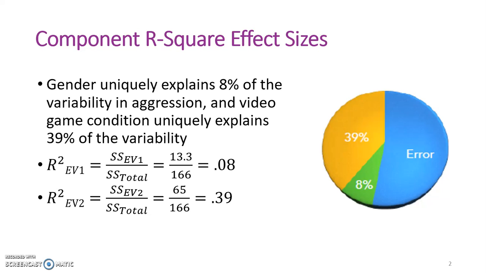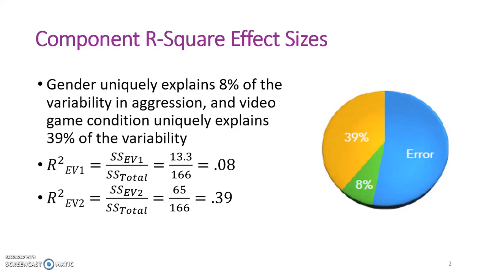So it's a simple extension of this to calculate the component R squared effect sizes. The component R squared effect sizes are simply an R squared for each predictor, and we're going to have a really similar interpretation as the full model R squared. The way that we calculate each component R squared is by taking the sum of squares for each individual predictor and dividing it by the total sum of squares.